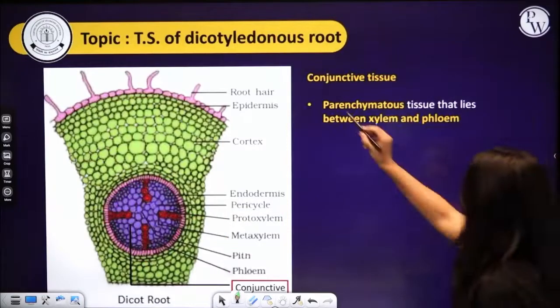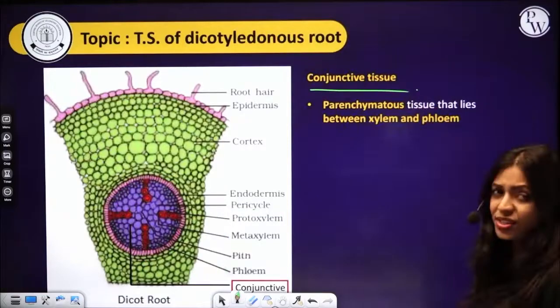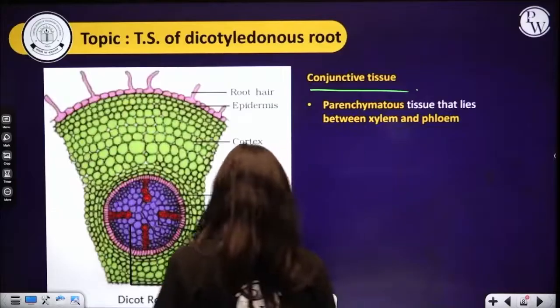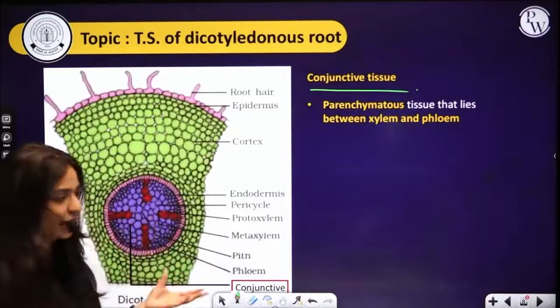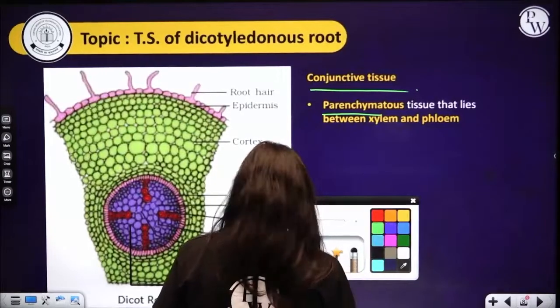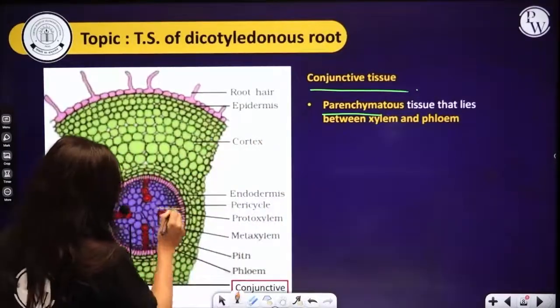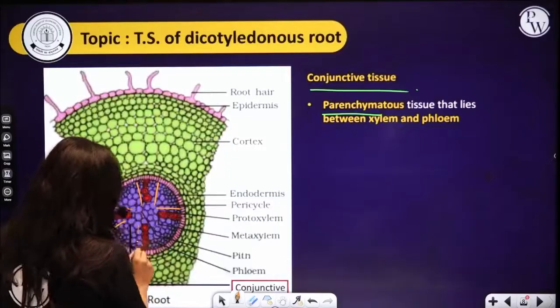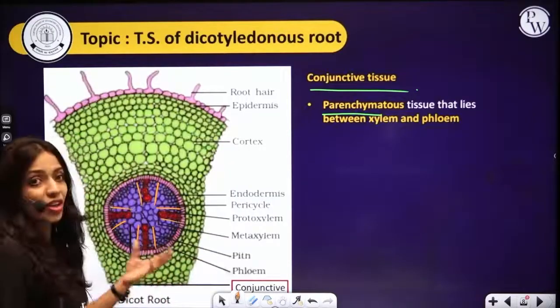Now, conjunctive tissue. What is conjunctive tissue? Conjunctive tissue also is parenchymatous. So in between the xylem and phloem, whatever tissues are present between xylem and phloem, those are referred to as conjunctive tissue.